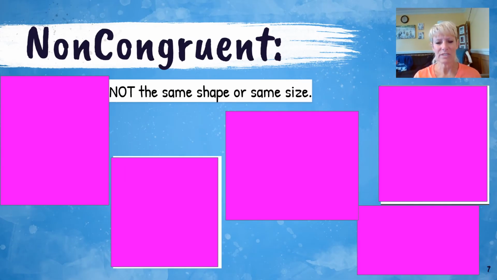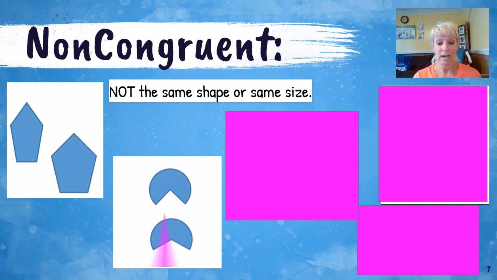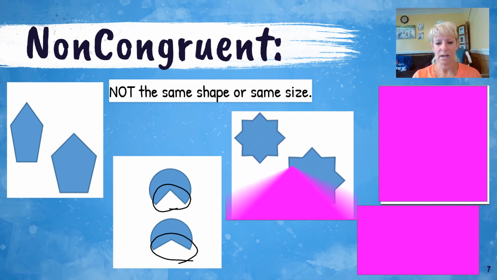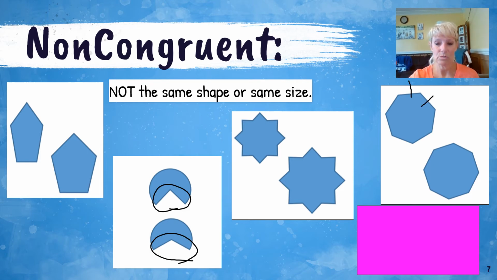All right, now we have things that are non-congruent, okay? So here I have the same shape, it's a pentagon, but they're not the same size. Here I have the same shape, similar shapes actually. This part right here has a smaller opening than this does, so this is definitely not congruent. We have some stars, they're the same shape, but they're not the same size. Here, this is a little deceptive because we have more angles here. 1, 2, 3, 4, 5, 6, 7 angles here.